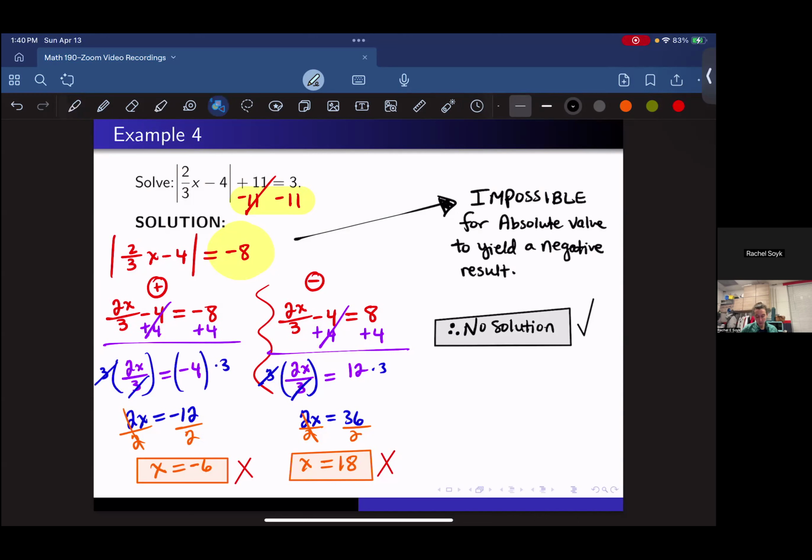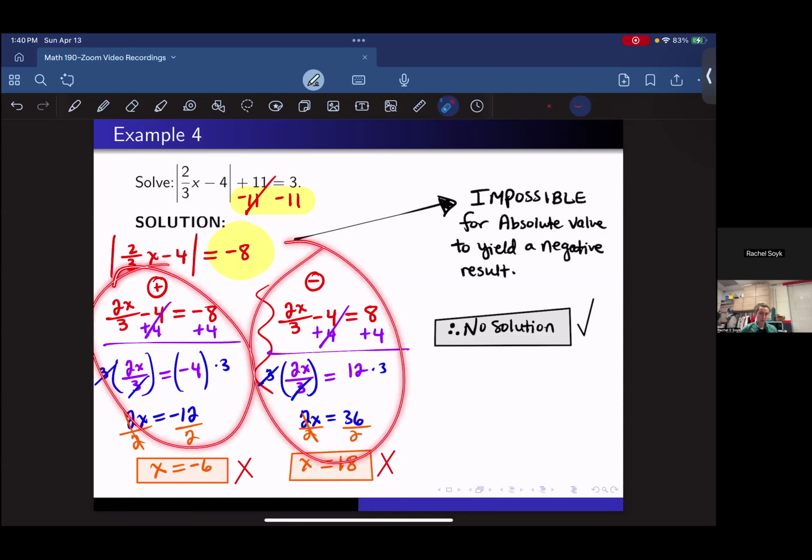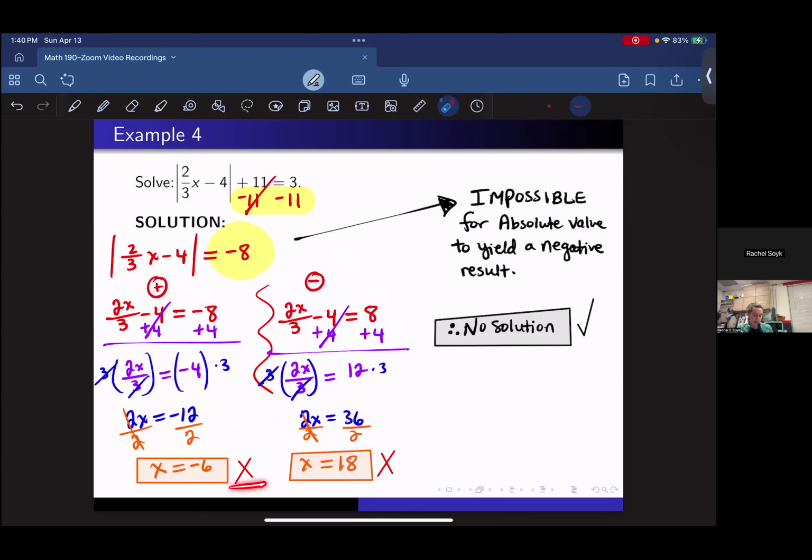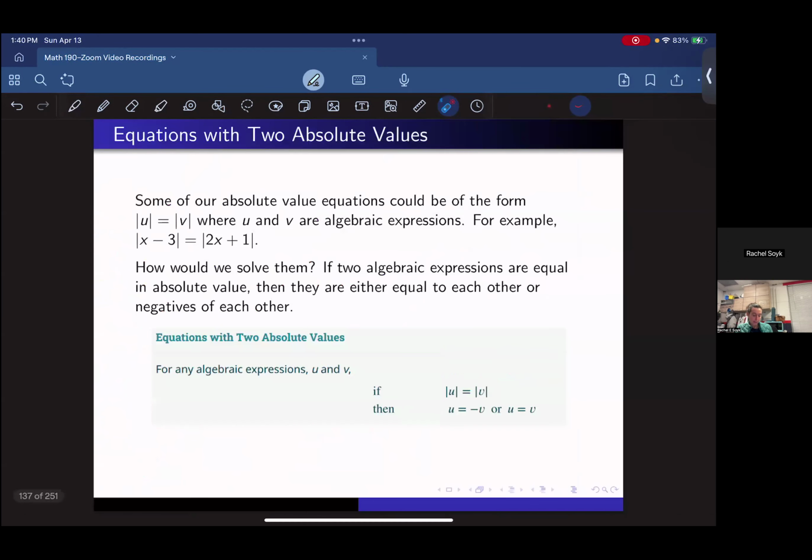If you didn't, you would have gone through the procedure just like we normally do, just like I did with you guys, and you would find that once you check your work, both solutions do not work. Okay. Now let's jump into equations with two absolute values. So you have one on the left-hand side and one on the right.